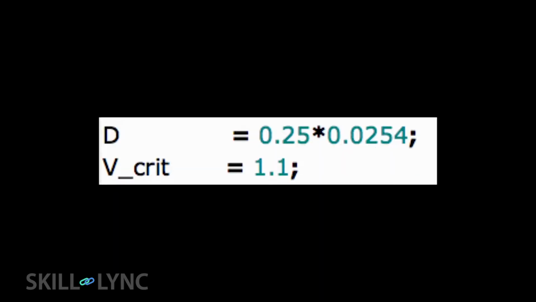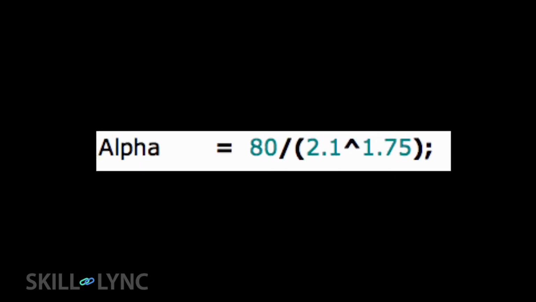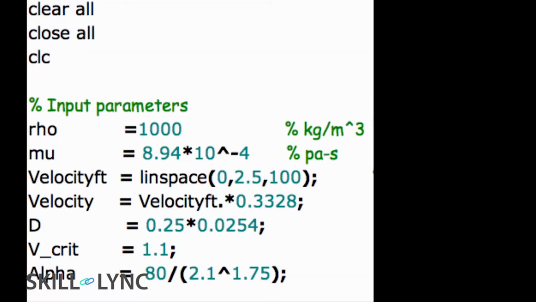The variable d refers to the diameter of the pipe and the variable v_crit refers to the critical velocity, which is 1.1 feet per second. Finally, I define a constant called alpha. Okay, now let us calculate some useful parameters with these newly defined variables.